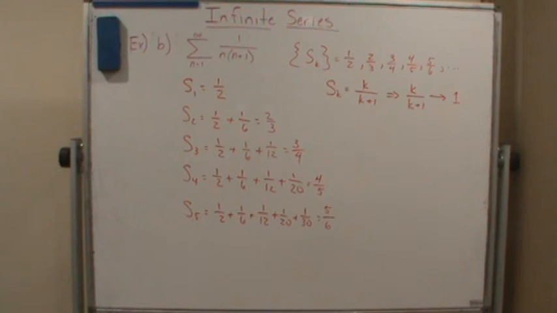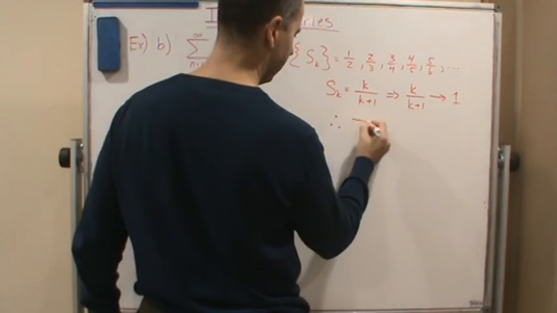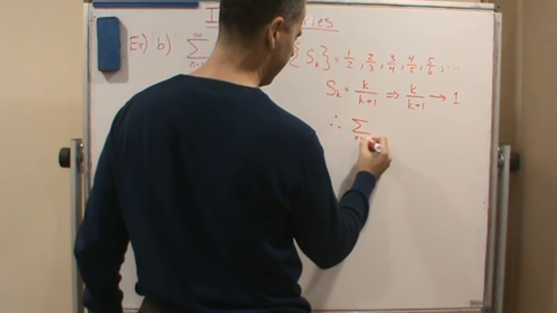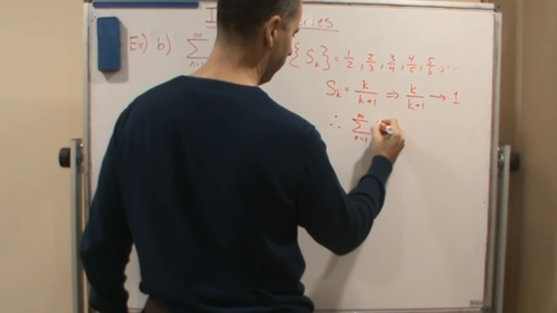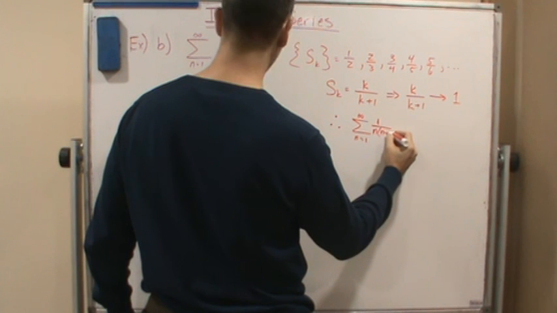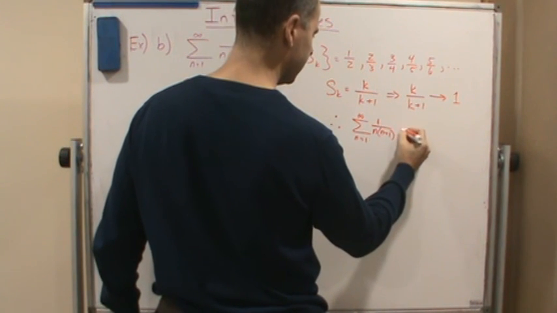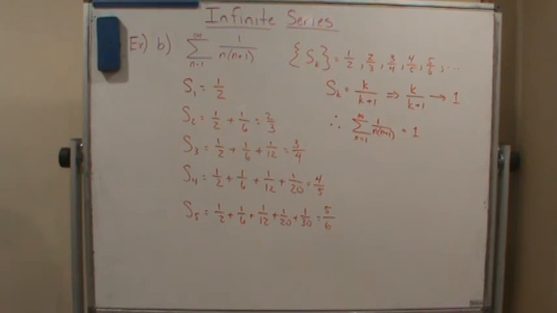And therefore, we can conclude that the sequence of partial sums converges, and therefore the infinite series converges to 1. So therefore, the series from n equals 1 to infinity of 1 over n times n plus 1 equals 1. It converges, and it converges to 1.